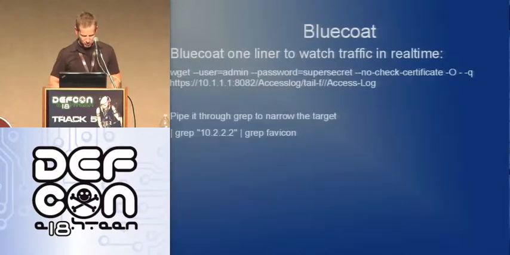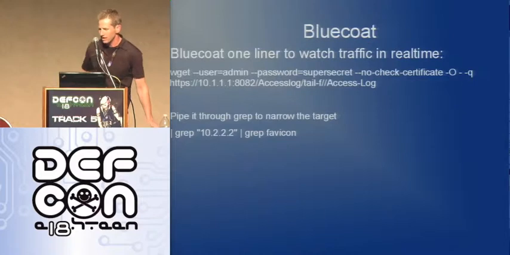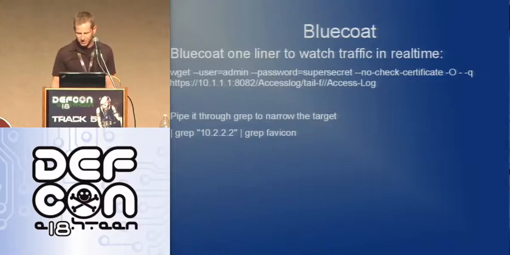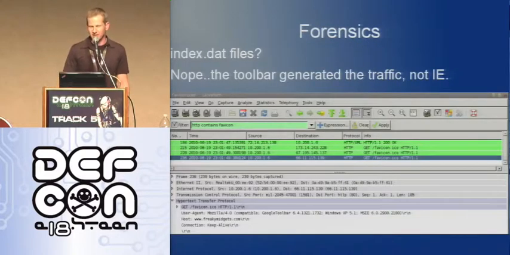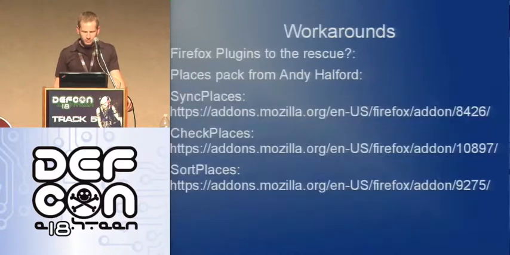If they have a Blue Coat proxy in place, they may run this little one-liner. I just put this in there in case you didn't already know about this. If you have a Blue Coat proxy, you can use this to get at traffic. And for index.dat files, we won't actually see anything because it's not Internet Explorer that generated it. It's the Google Toolbar itself, as you can see in the user agent down here below.